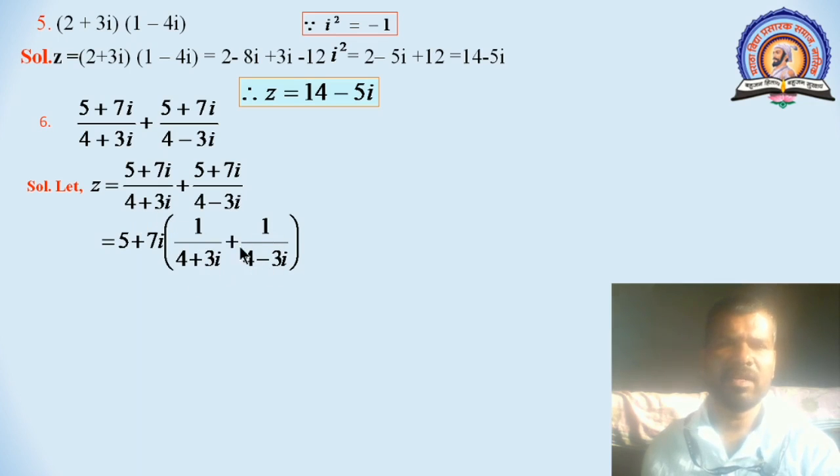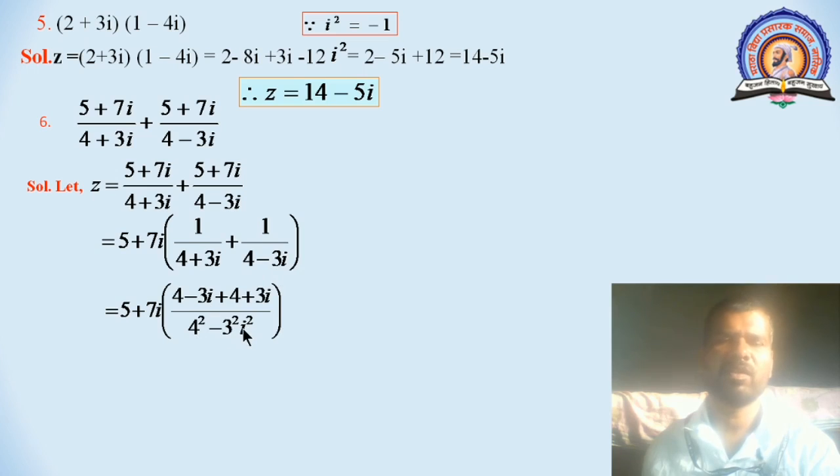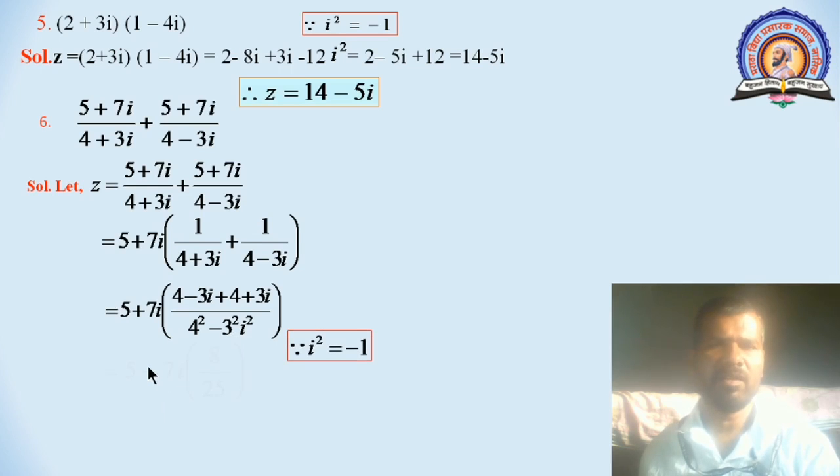On cross multiplying this, we will get (5 plus 7i) into (4 minus 3i) plus (4 plus 3i) upon (a plus b) into (a minus b). In this, using the identity a square minus b square, we get 4 square minus 3 square into i square. (3i) bracket square means 3 square into i square. So i square is equal to minus 1. Put that value, you will get minus 3i get cancelled.